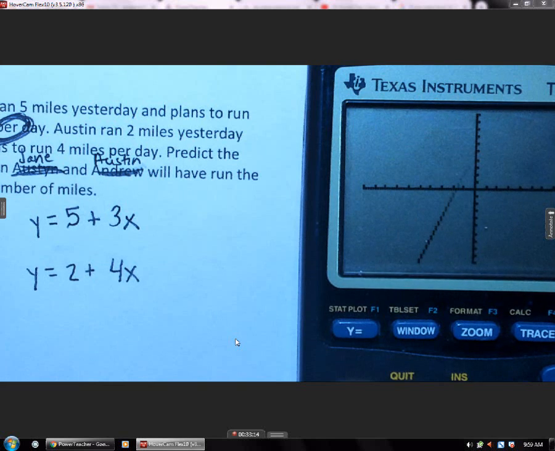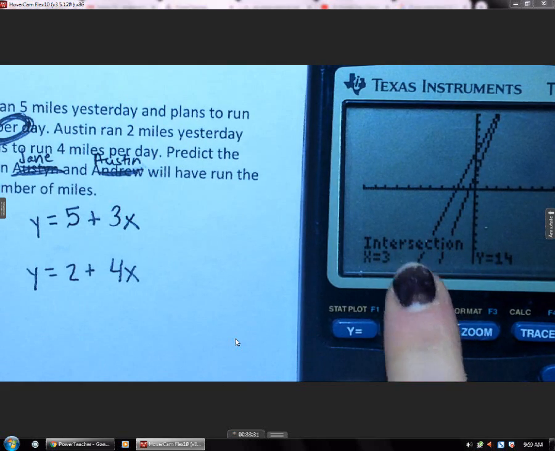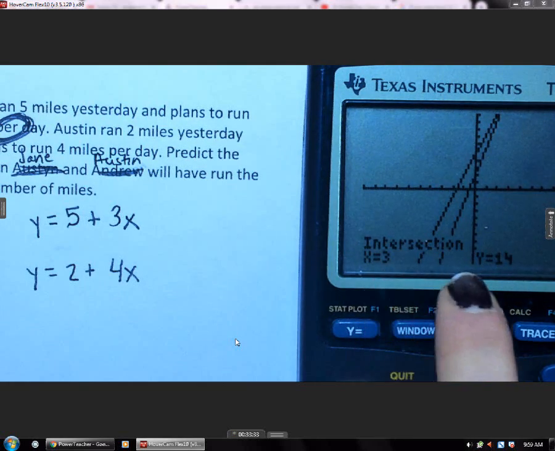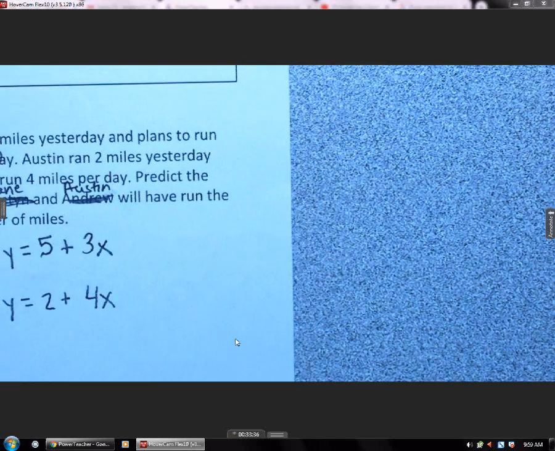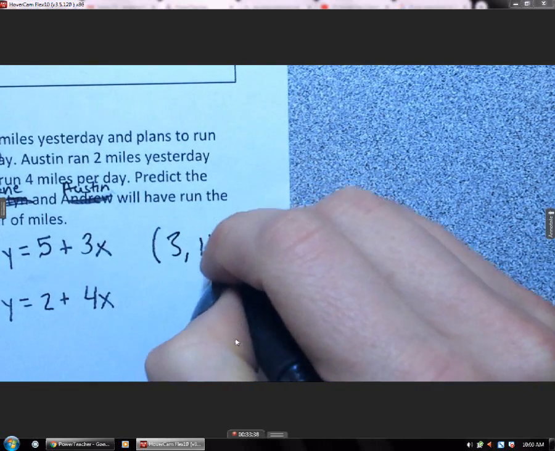Graph them. There's one. That's Jane. That's Austin. Let's see where they intersect. What do I push? Perfect. And they say the intersection is 3, 14, but we have to interpret what that means.